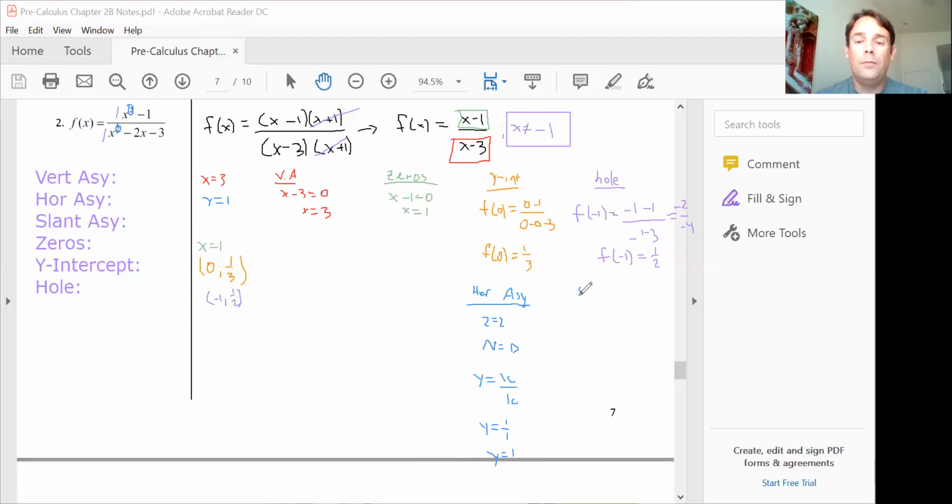Slant asymptote. If I have a horizontal asymptote, I cannot have a slant asymptote, friends. So that would be a DNE on that one. It's got to be one or the other. It can't be both. DNE, and that's a kind of a sloppy N, but that's all right. All right, sketch graph.